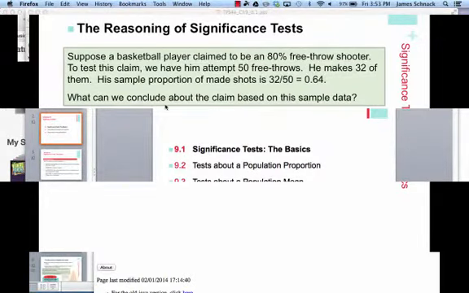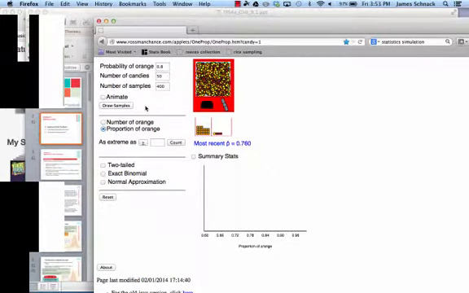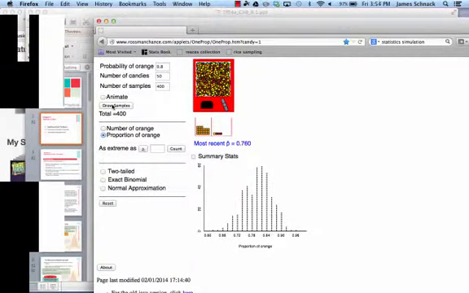So here's the Reese's Pieces simulator that we looked at a couple chapters ago with sampling distributions. The probability of an orange, that's going to be the probability that he makes the free throw. Number of candies, that's the number of shots he takes. The number of samples is going to be 400. I'm going to watch him shoot 53 throws 400 times and look at the distribution. So there's our distribution. And what we see is that his claim of 80% is over here, but what he actually did is down here.